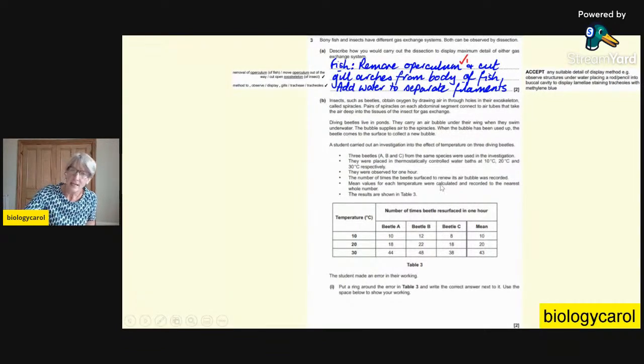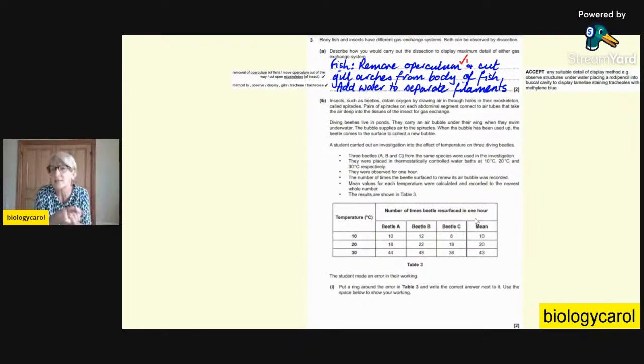Right, I'm not going to read out all of this, because this whole description does not help you with any of the future questions. Let's just say they're talking about water beetles that carry air bubbles underwater. They did an experiment where they put 3 different beetles that do this funny thing of carrying an air bubble underwater in different temperatures, 10 degrees, 20 degrees, and 30 degrees, and they counted the number of times that these little water beetles came up to the surface to collect another air bubble.